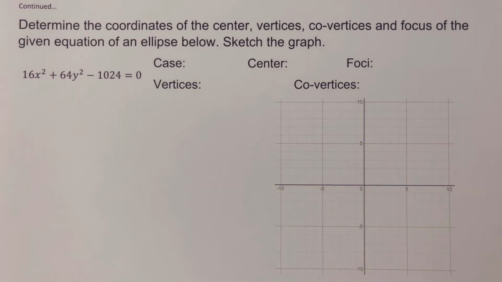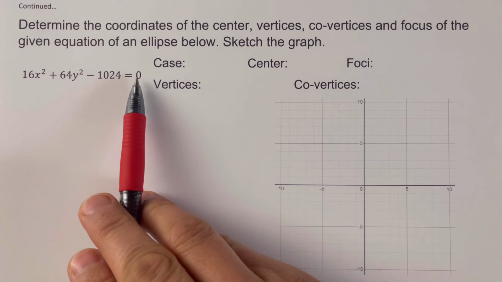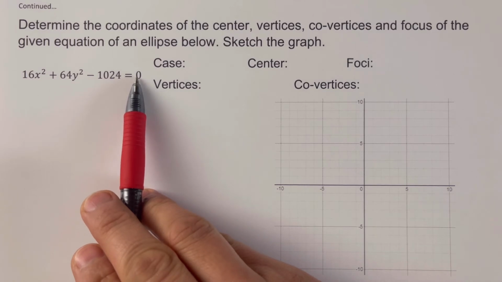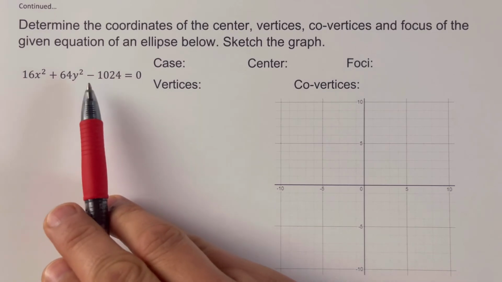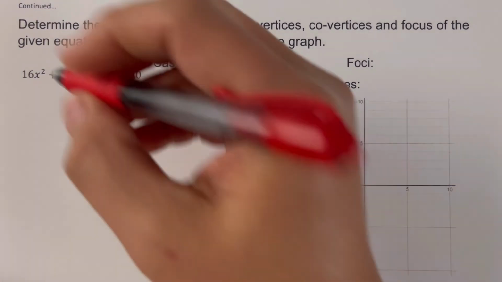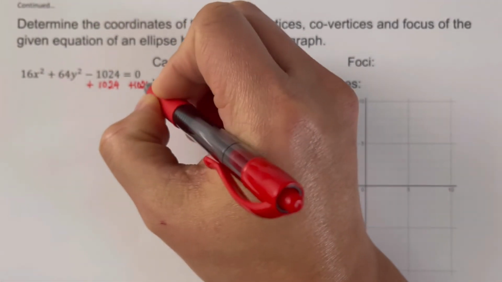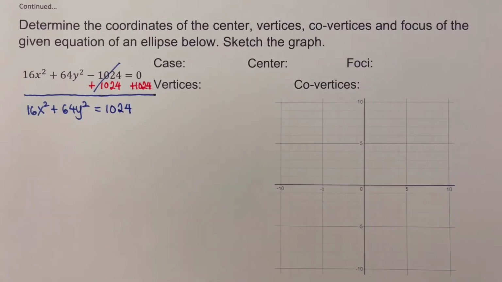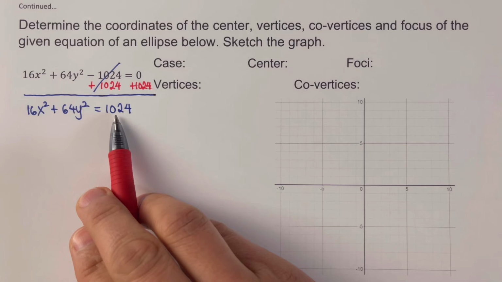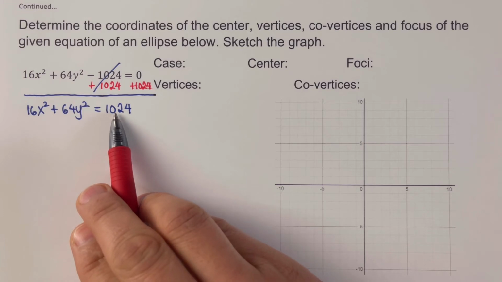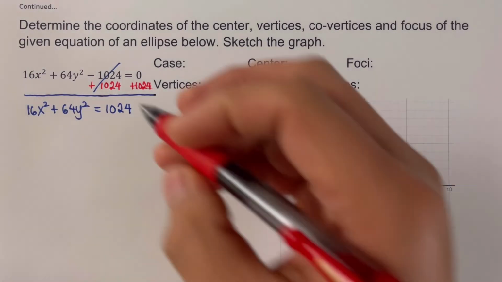Okay, so let's go over the problem here. Since we want the right side of this equation to be equal to 1, we can go ahead and move this constant to the right by adding 1024. So I'm going to show the work up here. Again, our target is to make the right side of the equation equal to 1 so that we can go ahead and divide all of these by 1024.